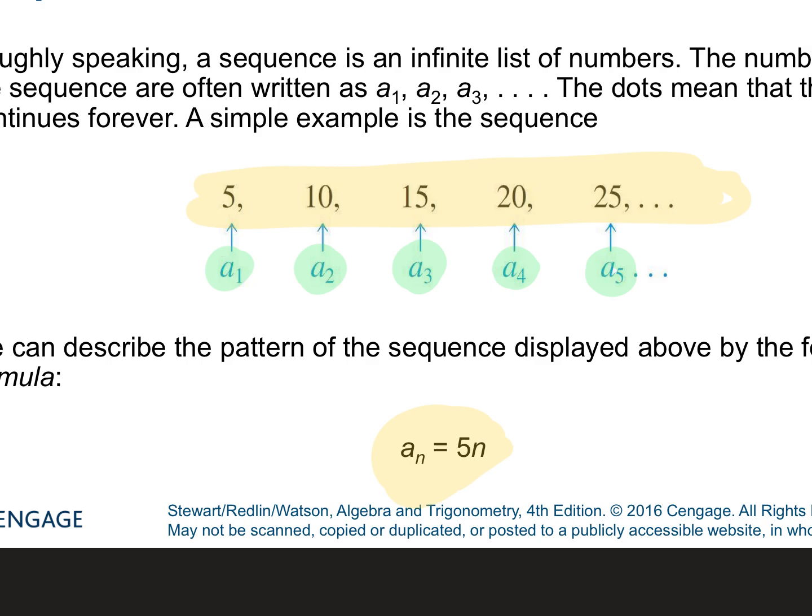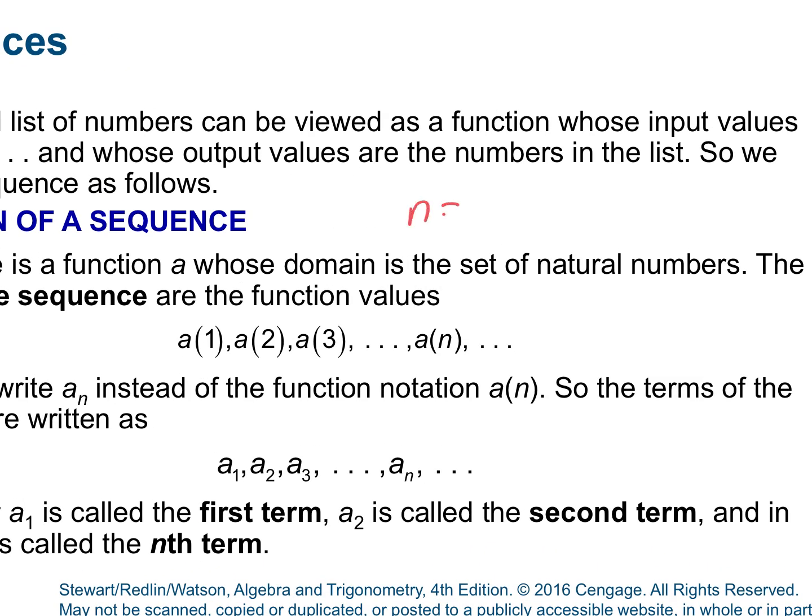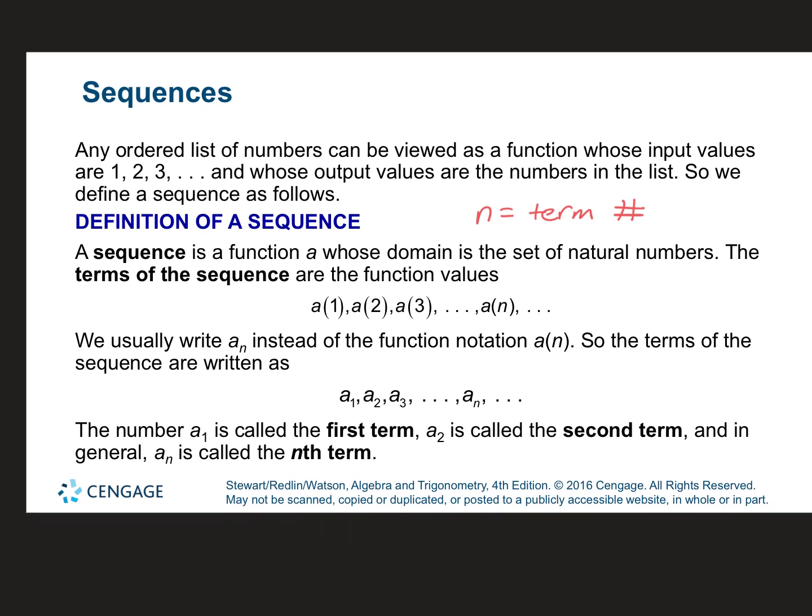So when we're talking about sequences and first term and second term and all that stuff, n is the term number. So the first term is A sub 1. The second term is A sub 2. When they ask you what the nth term is, that just means it could be any term. I could ask you what A sub 9 is. That means what's the 9th term? If I said A sub 42, what's the 42nd term?